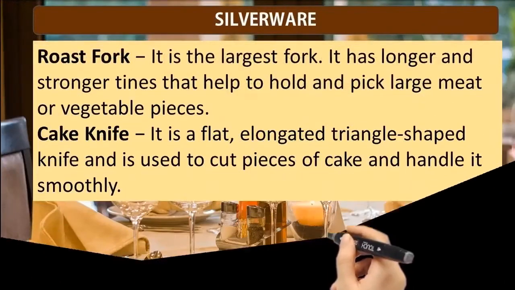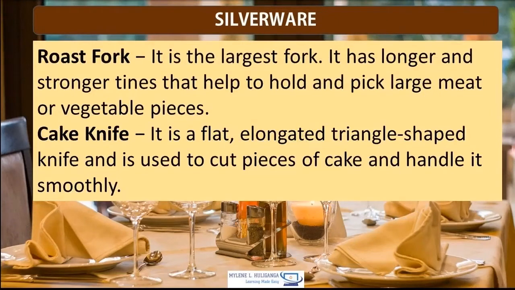The roast fork. The roast fork is the largest fork. It has longer and stronger tines that help to hold and pick large meat or vegetable pieces. The cake knife. The cake knife is a flat, elongated triangle-shaped knife and is used to cut pieces of cake and handle it smoothly.